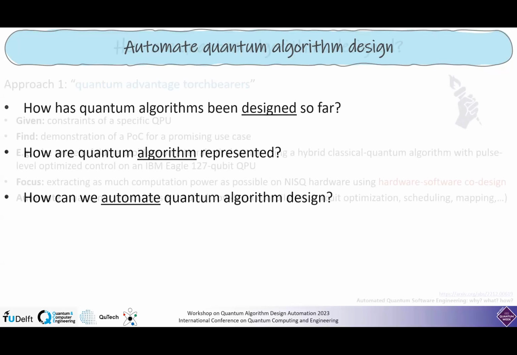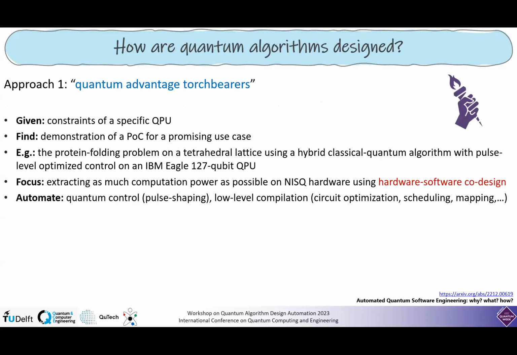The first approach to how quantum algorithms have been designed so far, I call quantum advantage dot theorems. They start off with the constraints of a specific quantum processing unit, and what they aim to show is a promising use case on that specific QPU. An example would be solving the protein folding problem using a hybrid algorithm, but then fully optimizing it at the pulse level on a specific QPU with a certain gate fidelity.